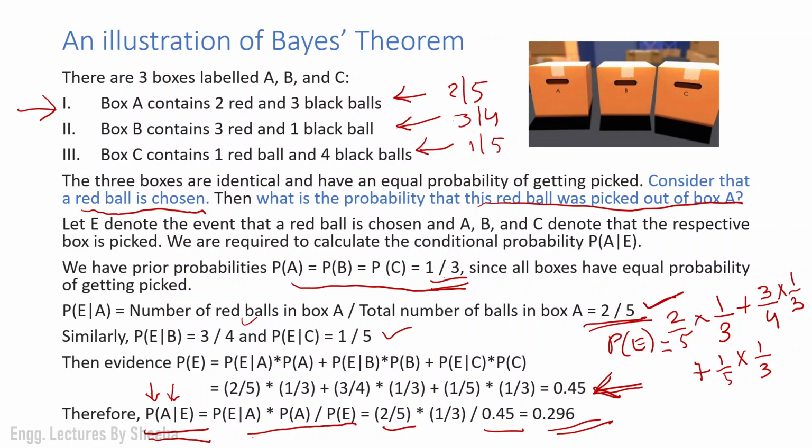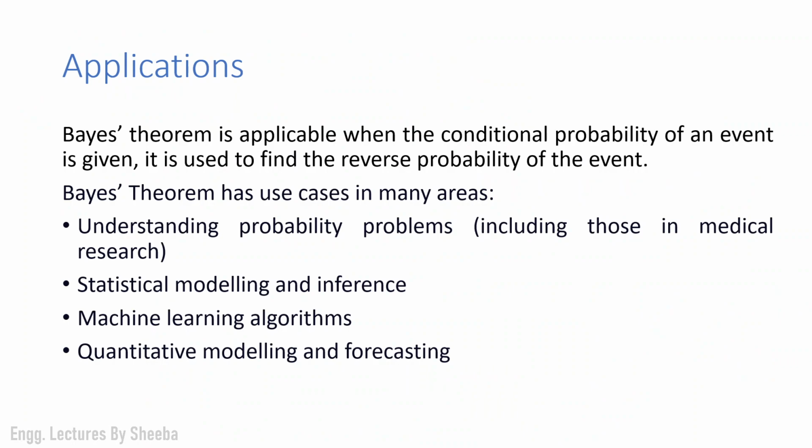So this is the direct application of Bayes theorem. This is nothing but the conditional probability. This is how we apply Bayes theorem for finding the conditional probability of any event. There are various applications of this Bayes theorem. When the conditional probability of an event is given, then we can use Bayes theorem to find the reverse probability of the event.